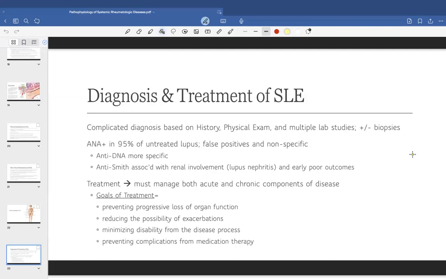So you run your panel. Can your patients with rheumatoid be ANA positive? Can you have both? Yeah, you can have both disease processes.